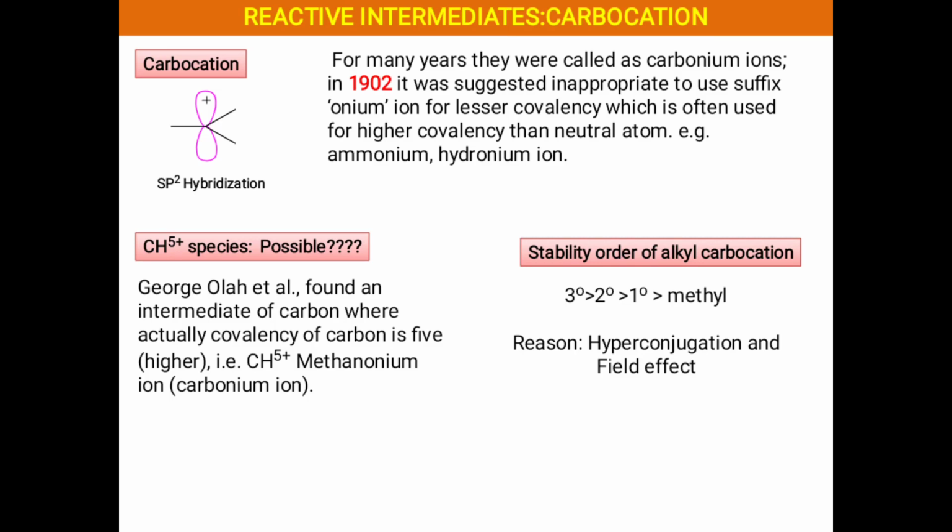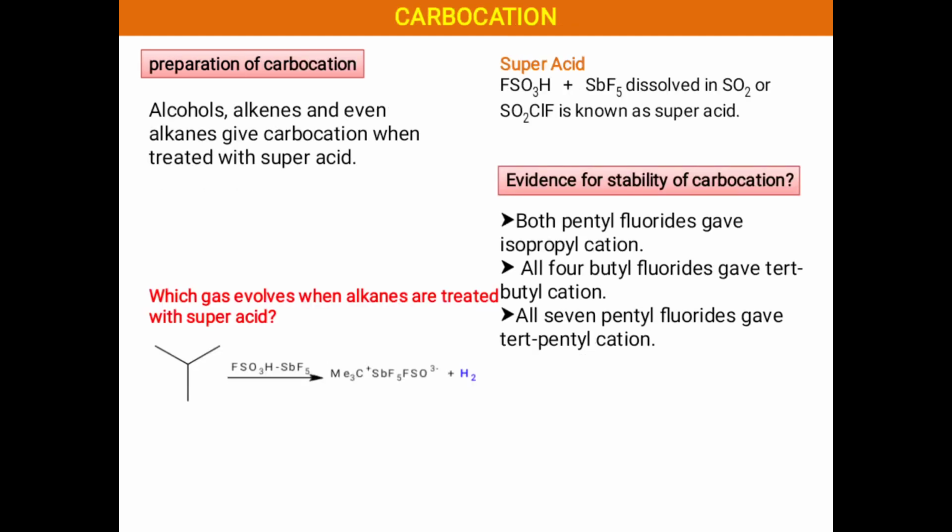Carbocations are very reactive. They have a central positively charged carbon atom which has only 6 electrons. So a carbocation readily combines with a substance that can donate a pair of electrons. The stability order of alkyl carbocations is tertiary greater than secondary greater than primary greater than methyl. The reason for the stability of carbocations is hyperconjugation and field effect.